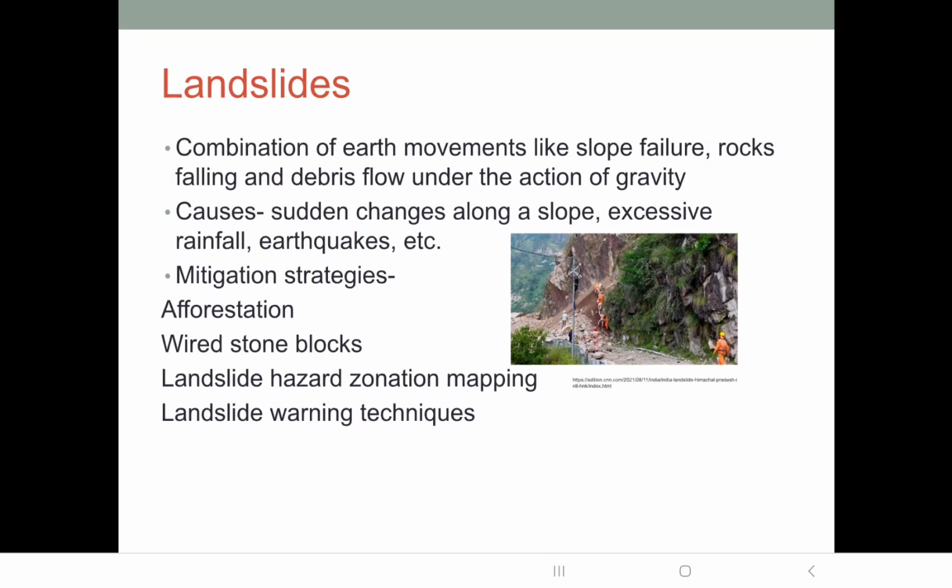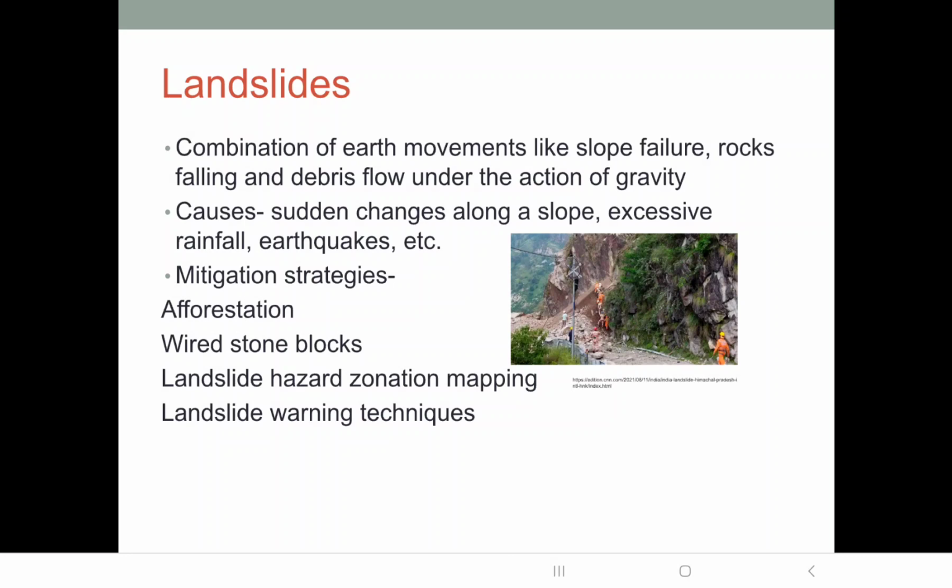Then how can one mitigate landslides? First is afforestation along the slopes. Second is wired stone blocks. So this wire mesh you can see nowadays everywhere, if you happen to pass through ghats. Then wall structures can be erected, like construction of those concrete walls, so as to prevent the rocks from reaching the roads.